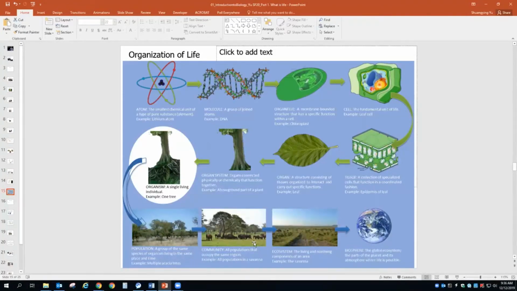Community does not include the non-living physical environment, but it does include all the living species that interact with each other. So in this picture, what is the community? You have trees, right? You have grass, you have elephants, you have microbes that you can't really see in the picture, right? They all interact with each other, so they form a community. And then when you throw in the non-living physical environment, that's an ecosystem. So it consists of both the living component and the non-living component. And when you have all the ecosystems together on this planet, that forms a biosphere.